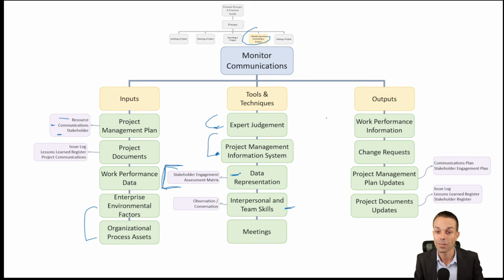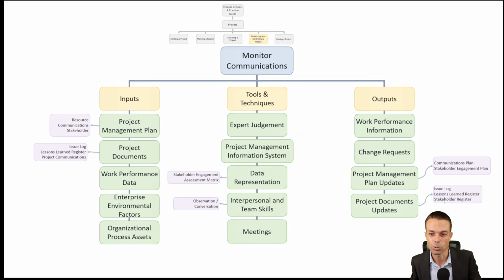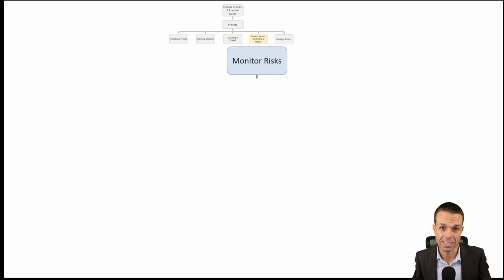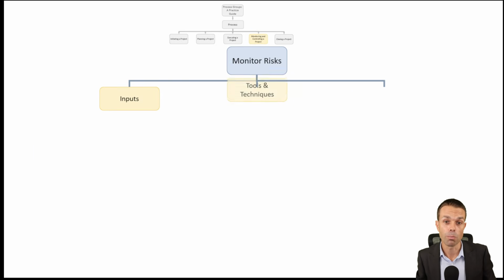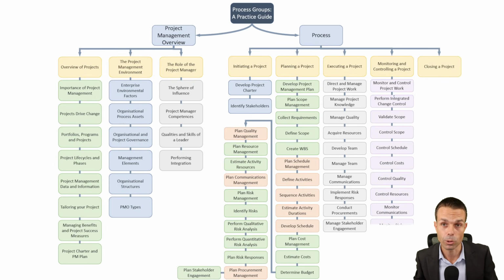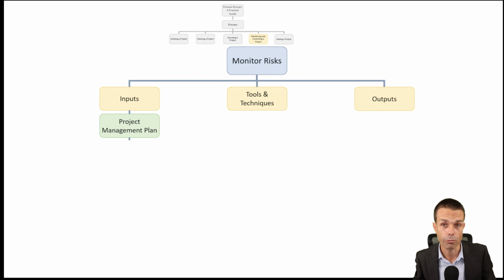The outputs we want, same as always when we're controlling a project. We might have change requests, work performance information that we can showcase to other people in reports, and project management plan updates and project documents updates for issues, risks, stakeholder changes. Now we want to monitor the risks on our project and keep them under control if we can.